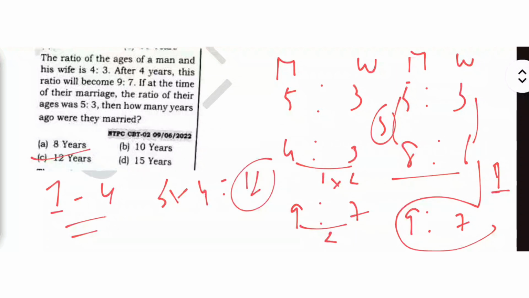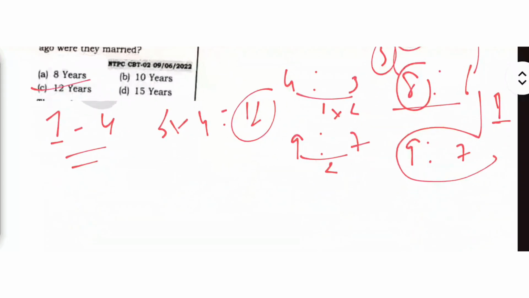Okay, so they were married 12 years ago. Even if you find the value of this, like 5 fours are 20 and 8 fours are 32, you can still get the difference is 12 years only. Anyways, you just have to be very quick.